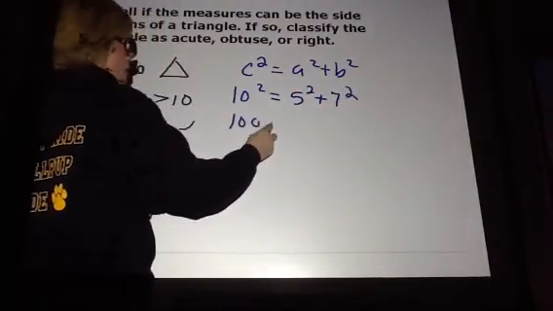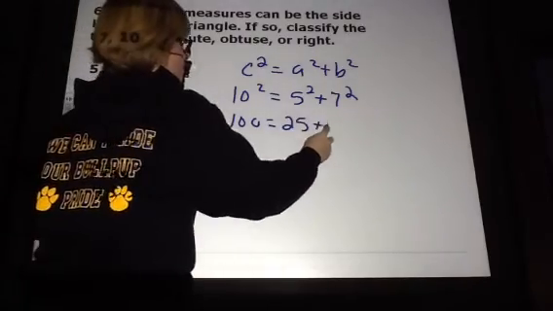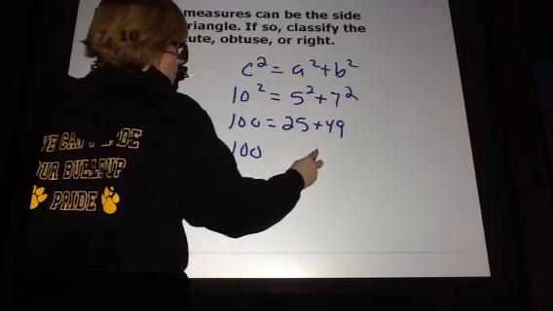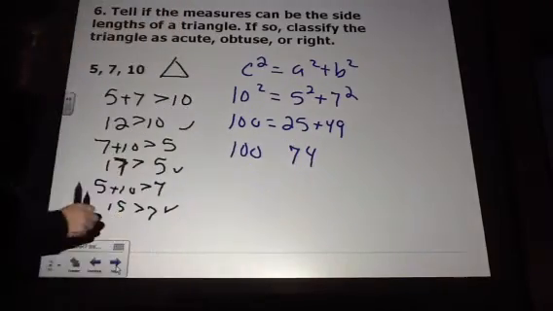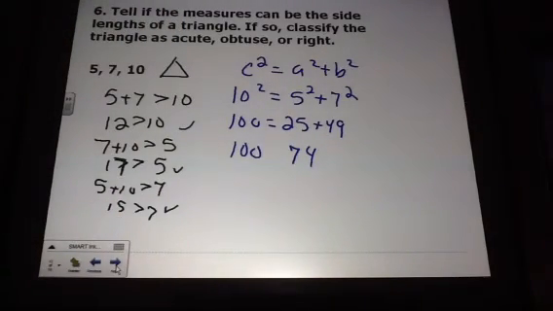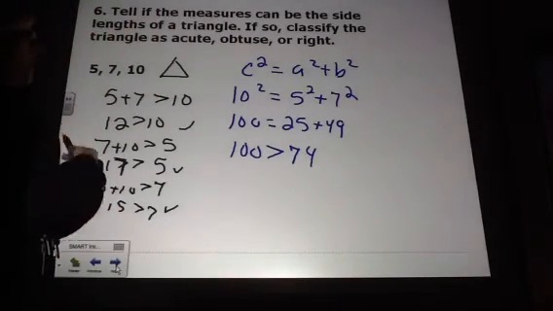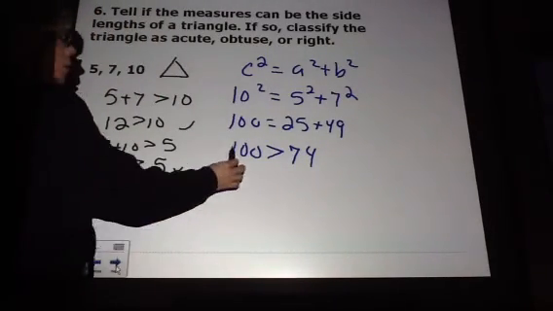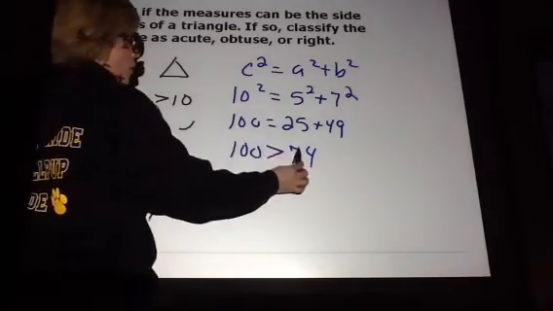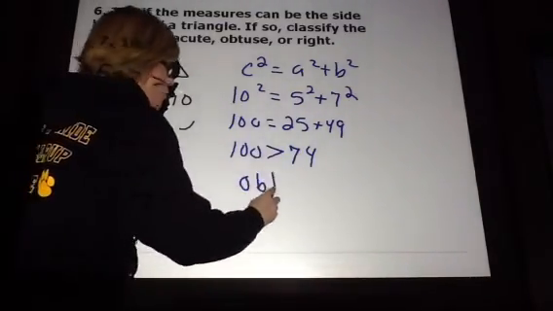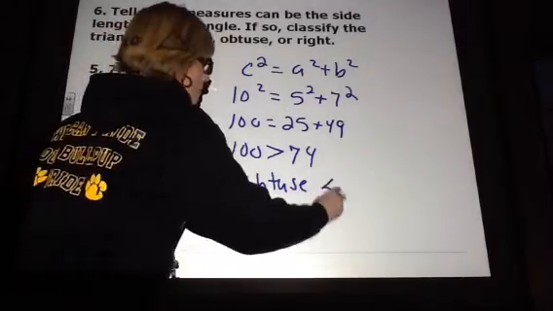So let's simplify. Okay, so we have 100, which is going to be greater than 74. So it's not a right triangle. When your hypotenuse squared is greater than the sum of those legs squared, what you have is an obtuse triangle.